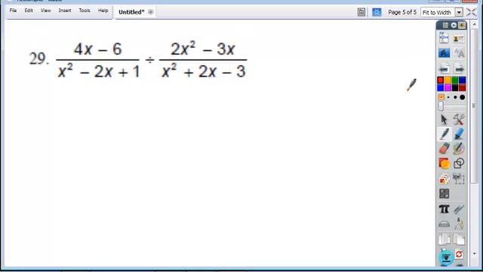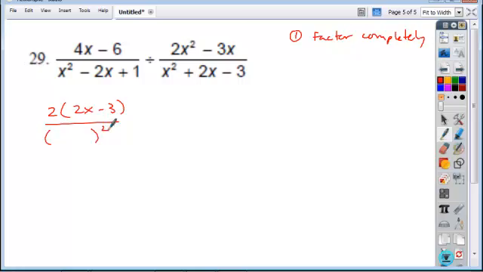All right, if we're looking at question 29. Okay, the first step in solving this is to factor it completely. So if we look to factor all our expressions, all our fractions, in this first fraction we can remove a common factor of 2, leaving a 2x minus 3. In the denominator, it's a binomial square, or perfect square trinomial form, so we have x minus 1 quantity squared.